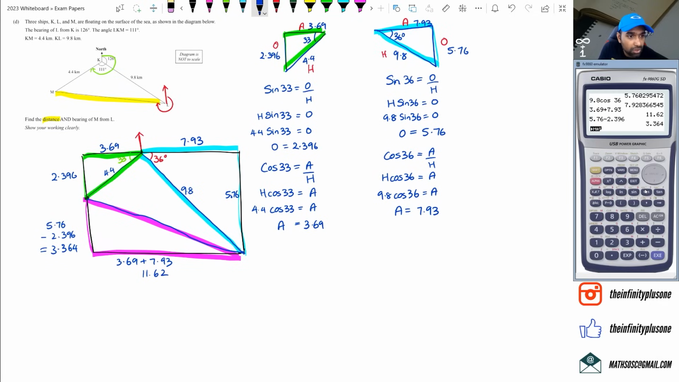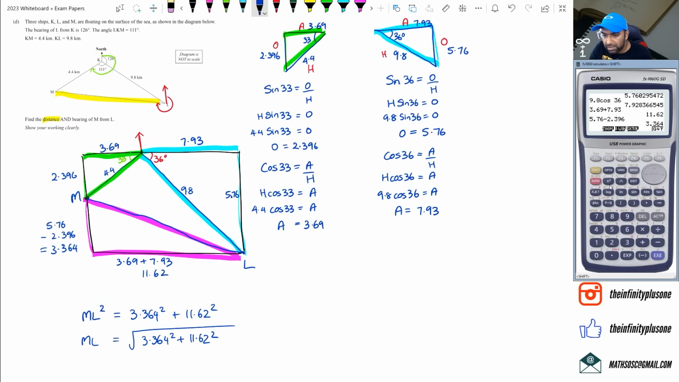out the distance of M and L, because M and L, remember that M is here and L is here. M and L is the hypotenuse of the pink triangle. So I can say then ML squared is equal to 3.364 squared plus 11.62 squared. So I'm just going to put that all in one shot, so I'm not wasting time.